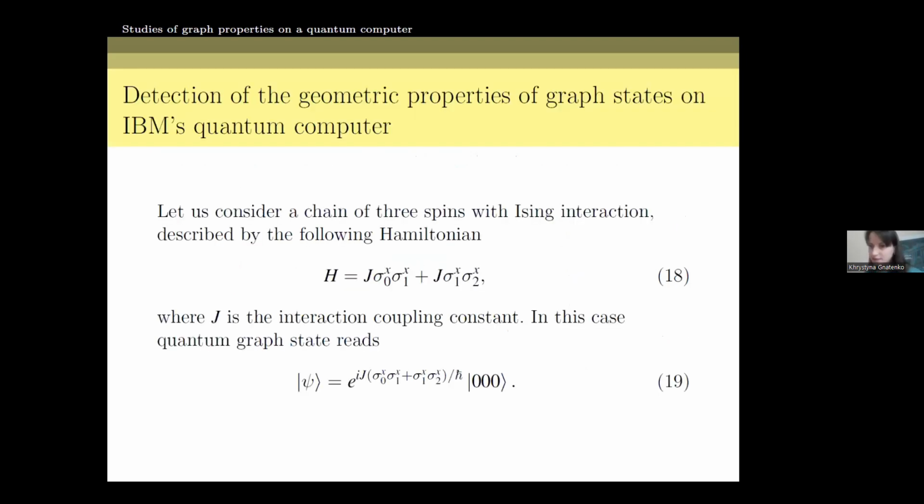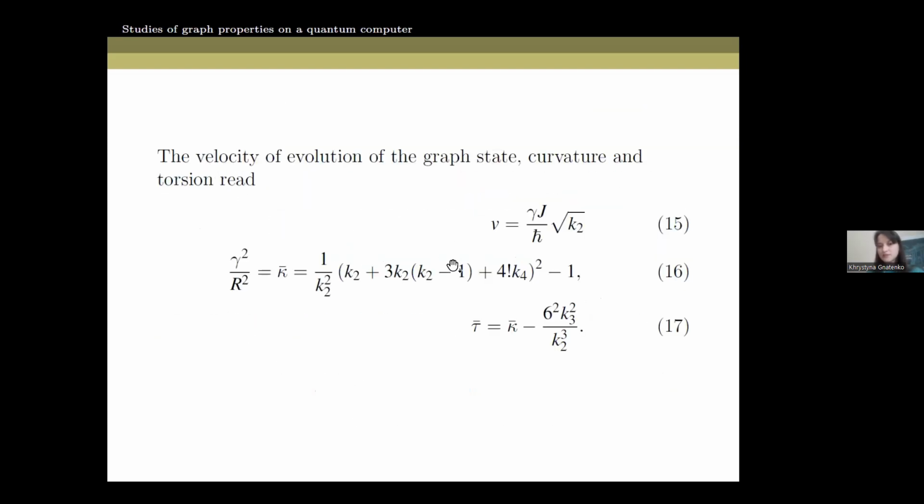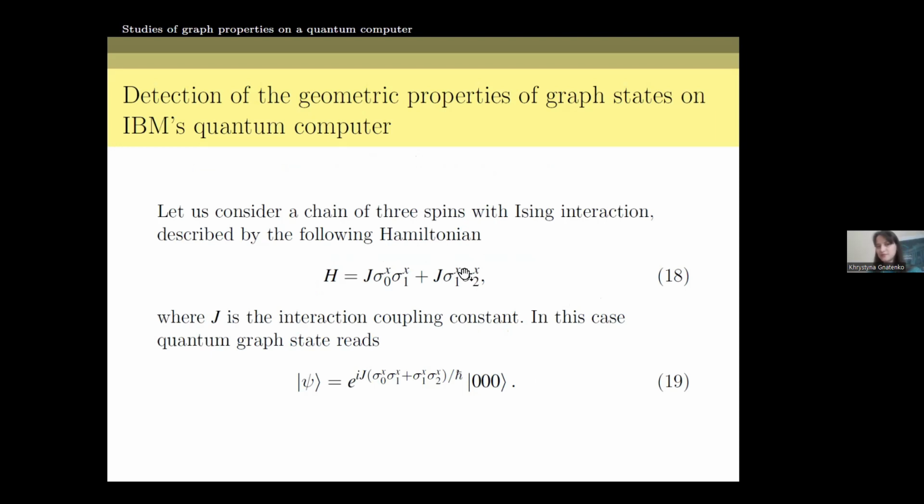And how to study these properties on a quantum device? So how to detect these properties on a quantum device? For this purpose, we have to find these mean values. So let us consider, first of all, a very simple case. Let us consider the Ising model with only 3 spins, which interact with each other.